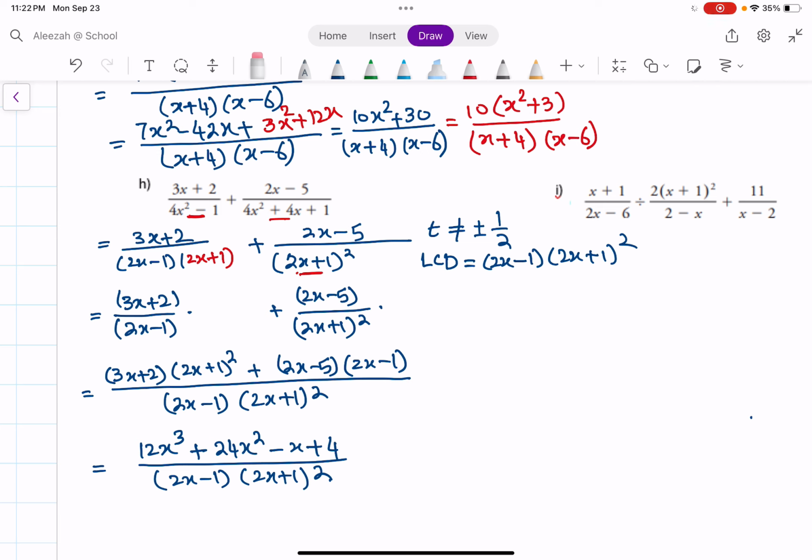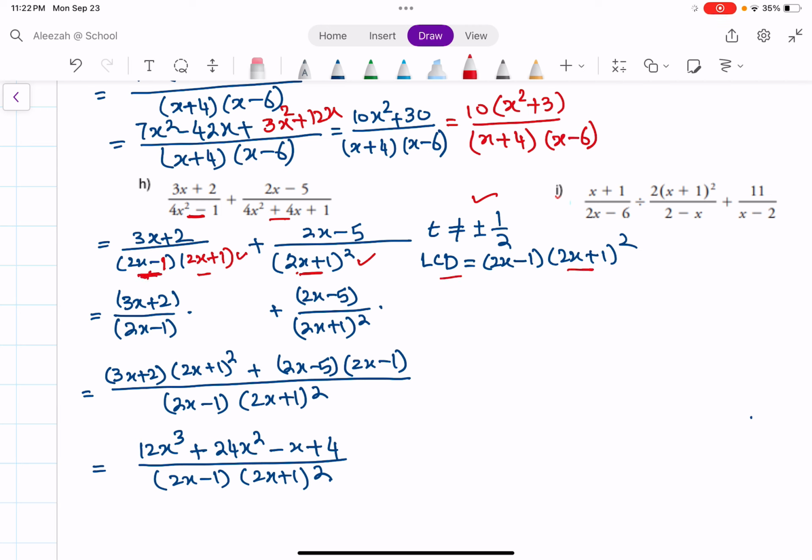So for the restriction from here and here, t is not equal to plus minus 1 over 2. Okay, now the common denominator. I have a 2x plus 1 whole square here, right? And I have a 2x plus 1 here. So the lowest common denominator will be 2x plus 1 whole square and 2x minus 1, this term. So that is my lowest common denominator.